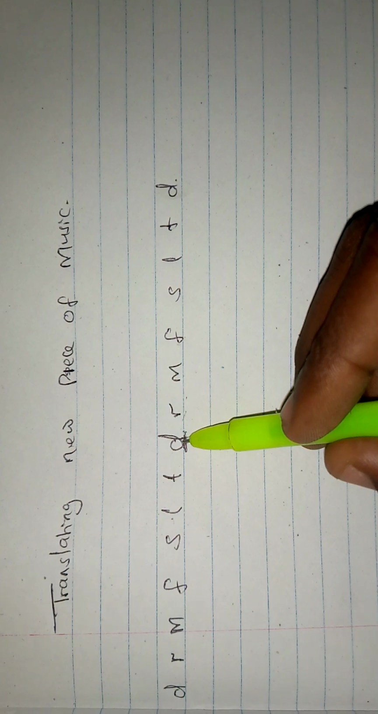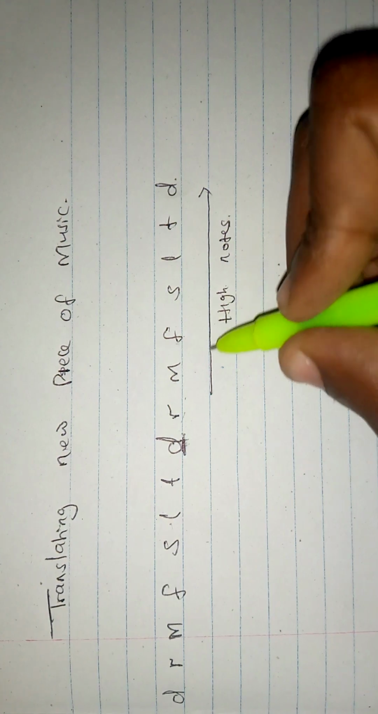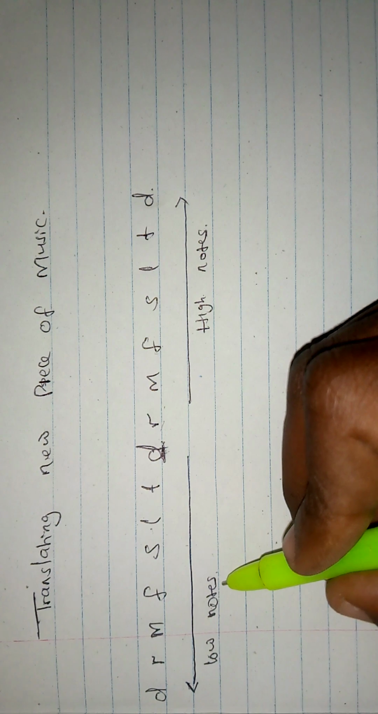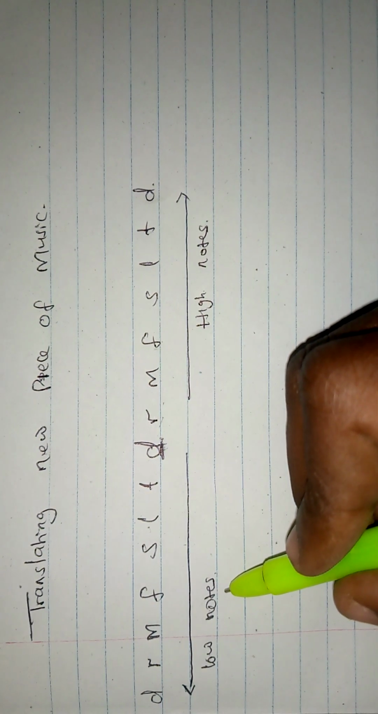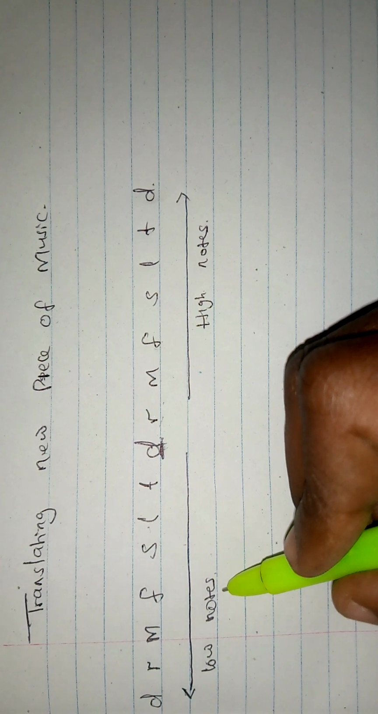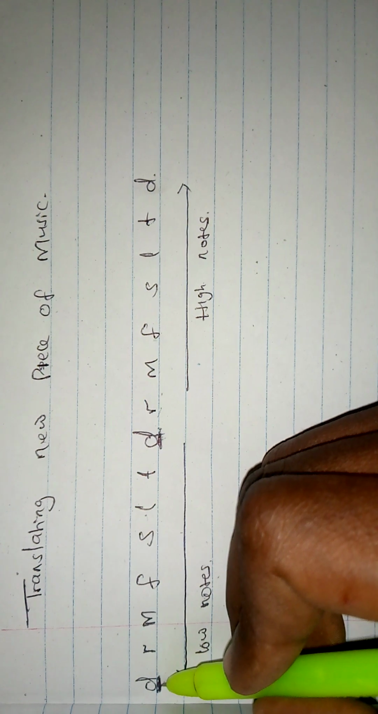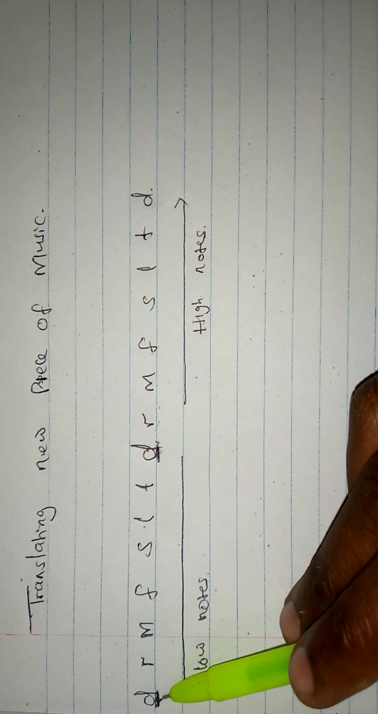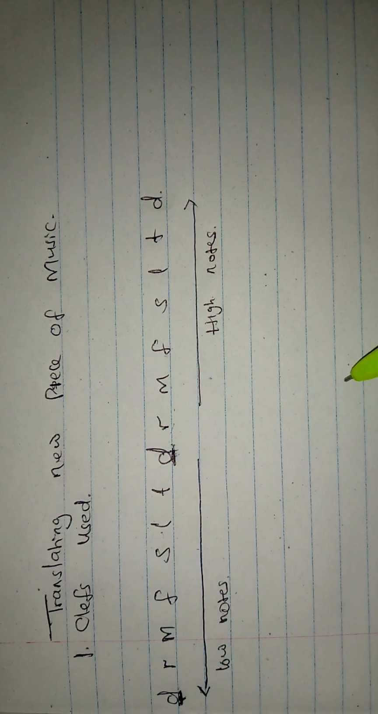Remember we said as you move to the right, we have the high notes, and as you move to the left, we have low notes. So the Do would begin an octave lower. An octave is made up of 8, and it will be the 8th one from this direction, an octave lower. So number one, we have to identify the clefs used.